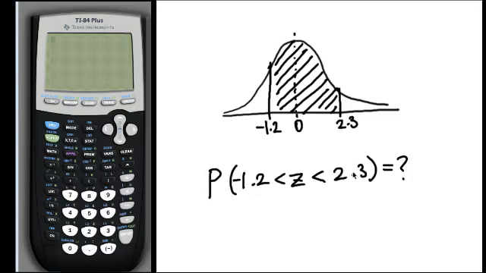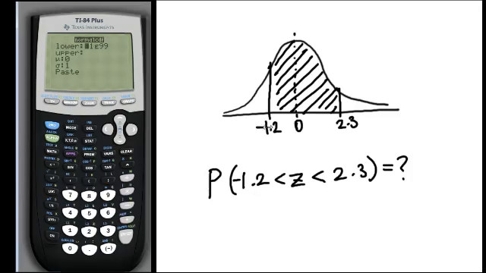If you want to find this probability, you can come over to your TI-84, pick the DISTR, distribution button, and select the normal CDF function. Here, you have some different inputs: the lower value you're interested in, the upper value, the mean, and the standard deviation.